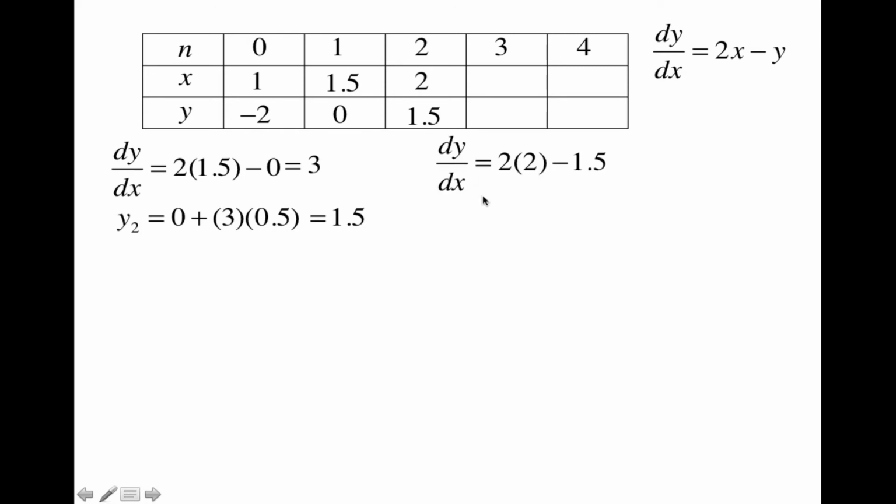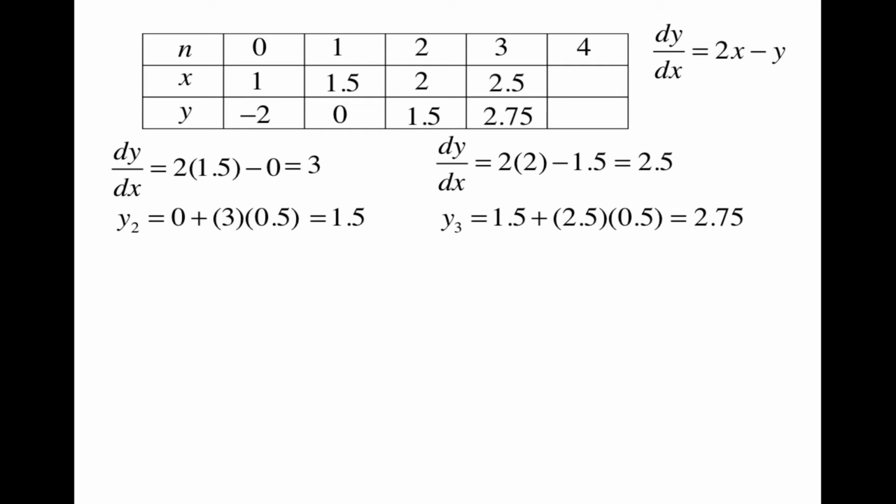So find the slope of the next tangent line, simplify. Find the next y using the previous y, and simplify. So my next point is (2.5, 2.75). Now I'm going to do it again one more time. So this time using the point (2.5, 2.75). Plug it in to get my slope of 2.25.